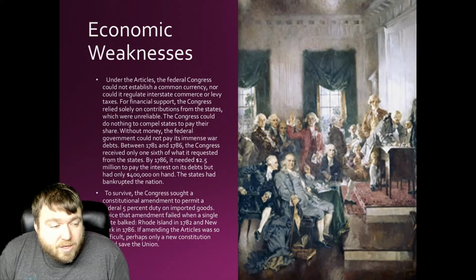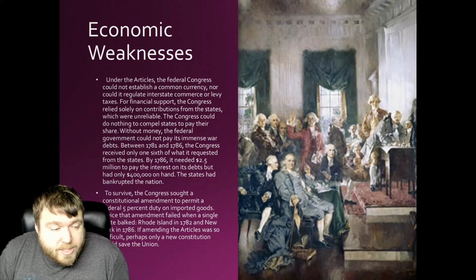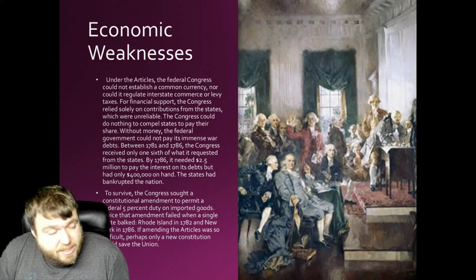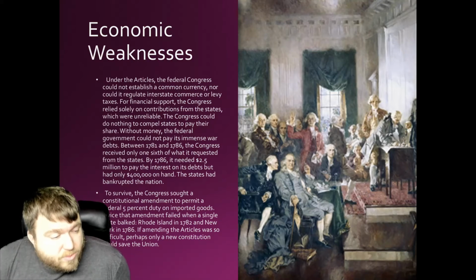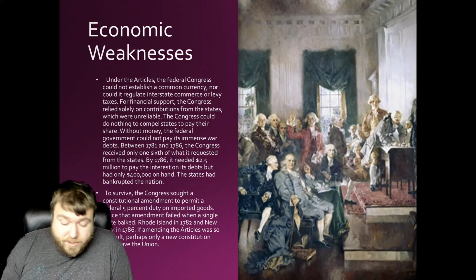To survive, the Congress sought a constitutional amendment to permit a federal 5% duty on imported goods. Twice that amendment failed when a single state balked: Rhode Island in 1782 and New York in 1786. If amending the Articles was so difficult, perhaps only a new constitution could save the Union.